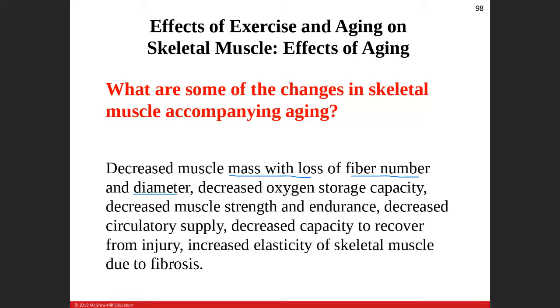Do lose some of that oxygen storage capability, okay? So the myoglobin is now not present as it once was. Decrease our vascular supply to the muscles, right? Satellite cell numbers decrease, so when you injure yourself, it's replaced with fibrotic material instead of muscle tissue, right? And so you lose that elasticity of the muscles, right? And this happens over time.